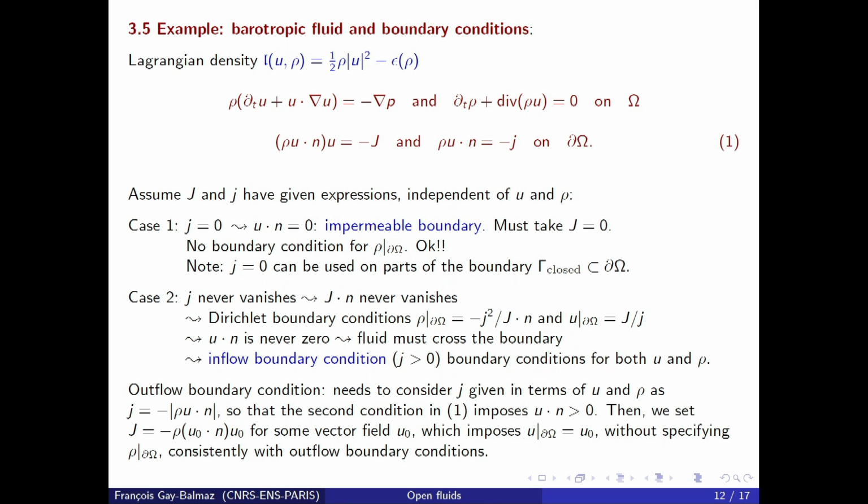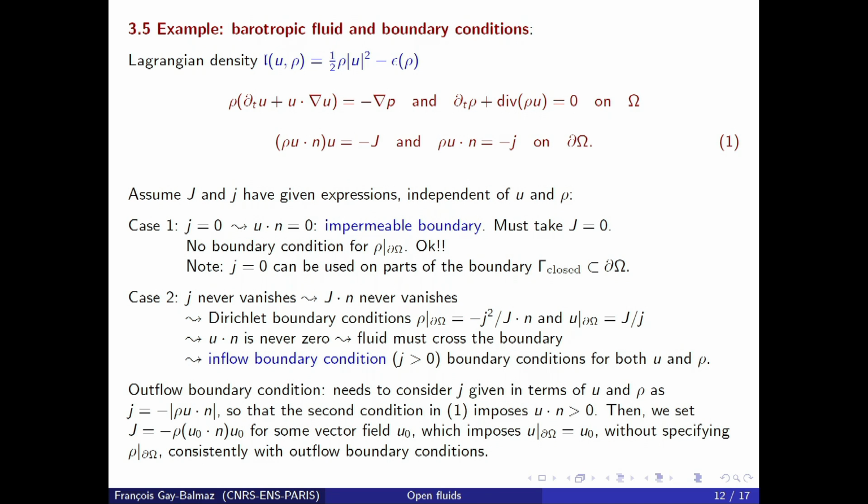So let's see what happens for the case of barotropic fluid. DL/Du is just rho u in this case, so you get this type of boundary conditions. And as I said earlier, the diffeomorphism group that I choose seems too big, right? It's R^n, it's much bigger than what we really need, right? So is there a way to appropriately choose J and big J to recover the closed fluid case, right?